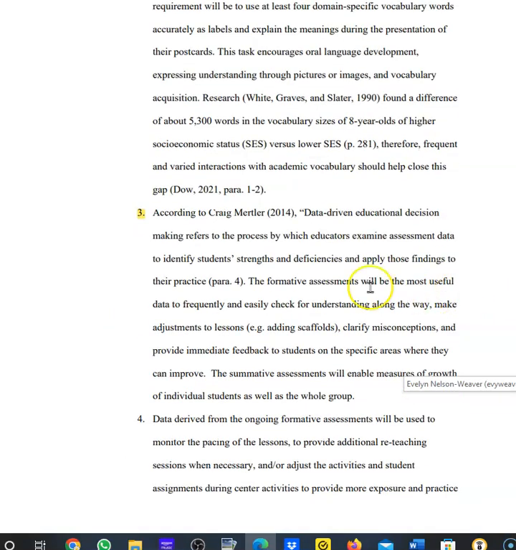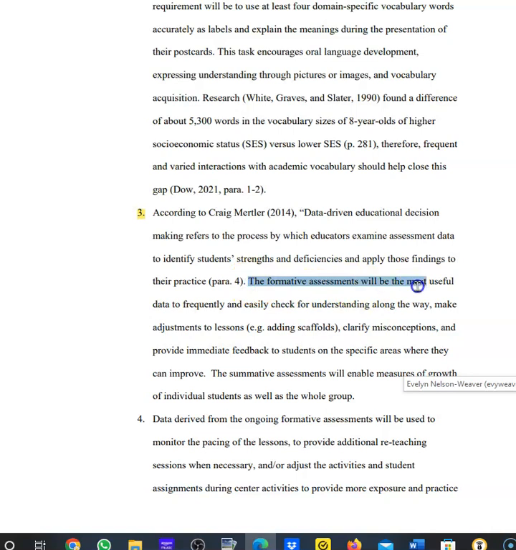All right. Now she starts out with number 3, and let me make sure you know what number 3 is. This is, again, how will you use the data to assess the learners. And she starts off with a quote. You do not need to have research here, but she has chosen to give us research.